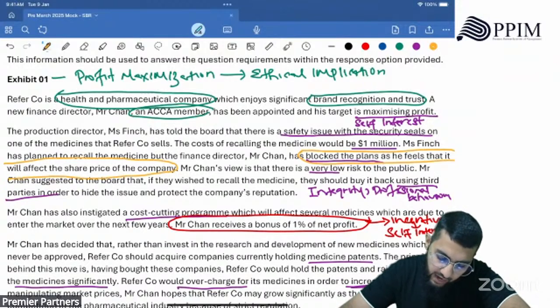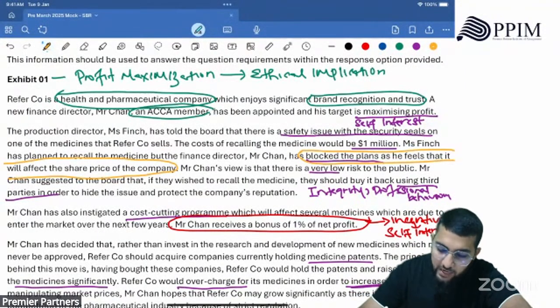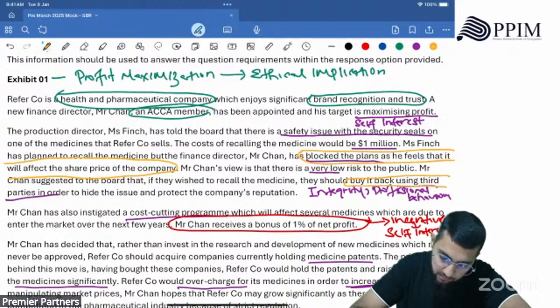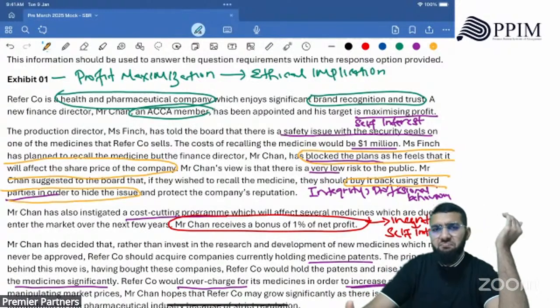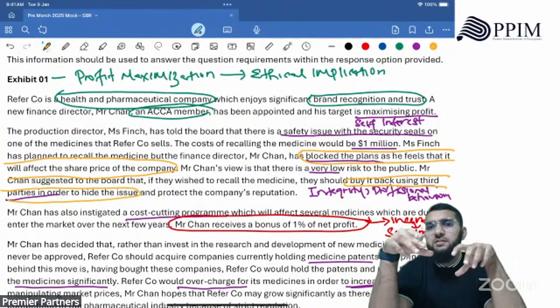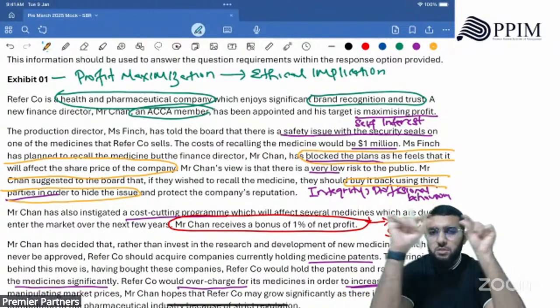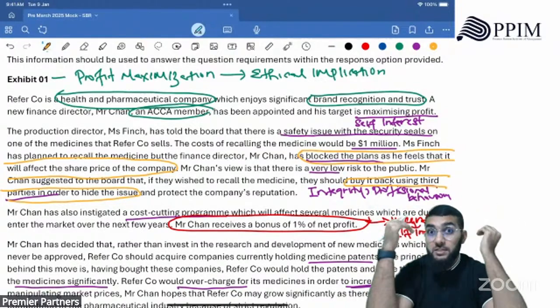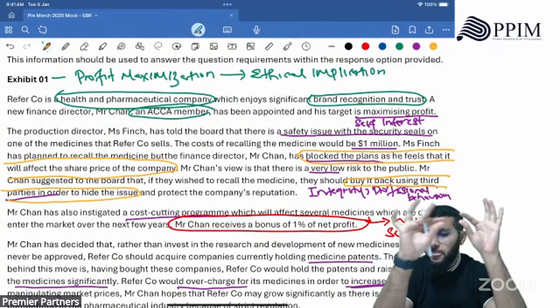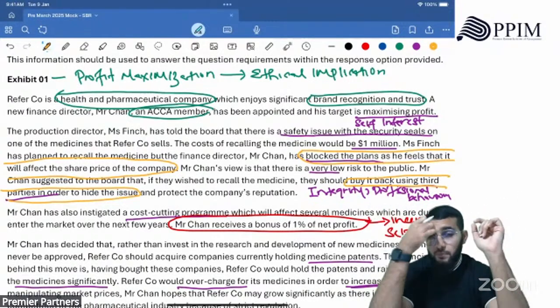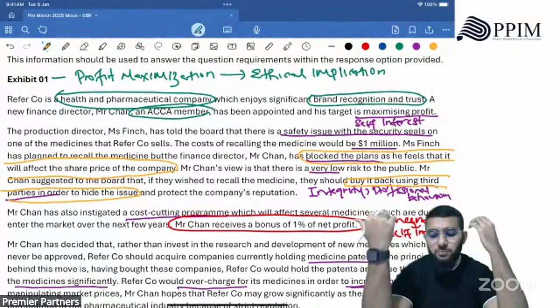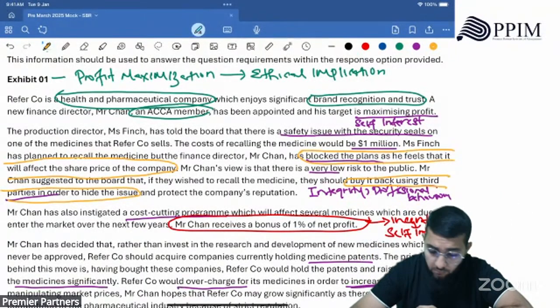Right? And okay. Mr. Chan suggested to the board that if they wish to recall the medicine, they should buy it back using third parties in order to hide the issue. That's another integrity-based problem. So when you're answering these types of questions, since there are professional skills marks especially, you have to give some titles, right? So you give some topics and subtopics to break it down in that way.